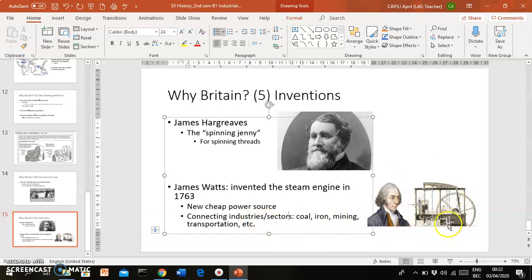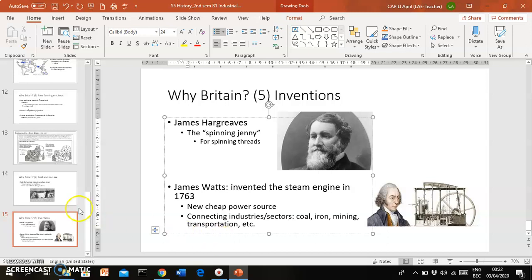So an invention like this actually connected industries in different sectors. If you had a steam engine, like we said, you needed coal, okay? You needed iron to build the machine itself. So you have the mining industry there, and you could help improve the transportation industry. And if you had better transportation, you reduced travel time, transportation time. That also affected other sectors and industry in a positive way. So there you have it.